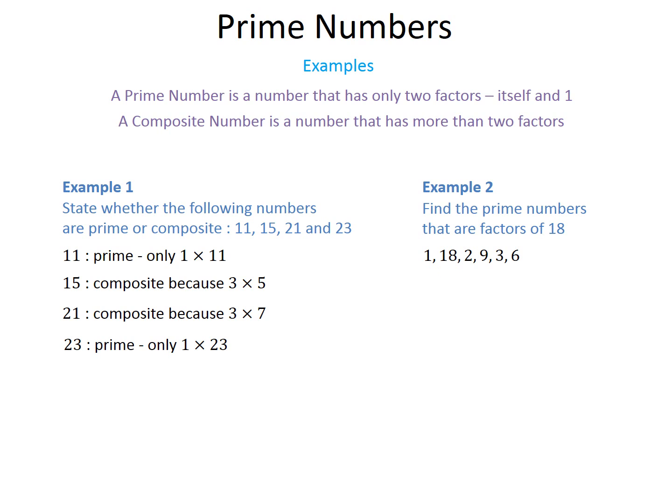18's not prime because 2 times 9 gets 18. 2 is prime because there's only 1 times 2, that's the only way to get it. 9 is not prime because 3 times 3 gets 9. 3 is prime because 1 times 3 is the only way to get 3. And 6, we've got 2 times 3, so that's not prime. So there we go, I've found the only two prime numbers that are factors of 18, so I can just write them down, 2 and 3.